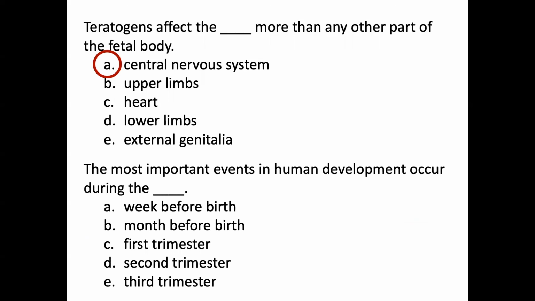The most important events in human development occur during what? Different phases. Okay, the correct answer is C. Organ formation occurs during the first trimester. Although all the events during pregnancy are important, without correct organ formation, miscarriage will occur. So therefore C is the only correct answer, okay? This is also the earliest developmental period. All right, that's all for today.